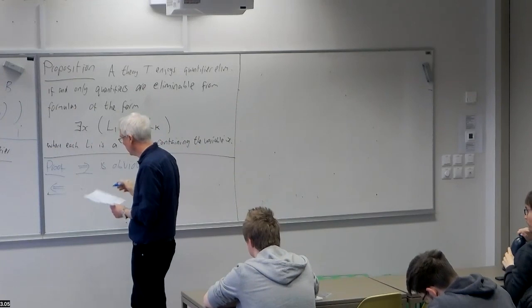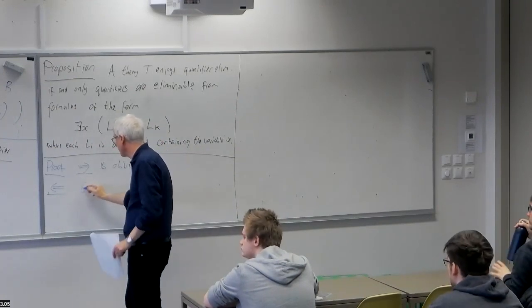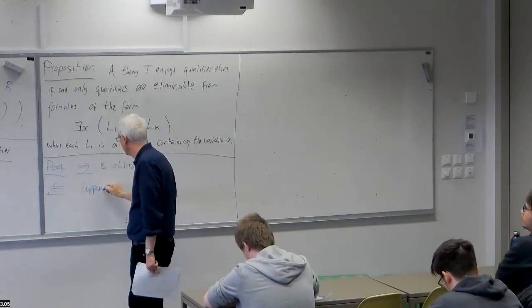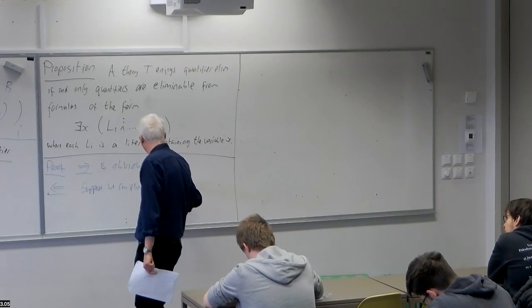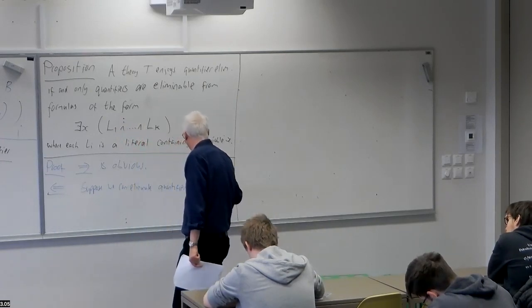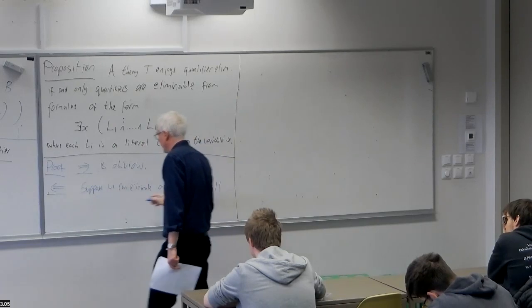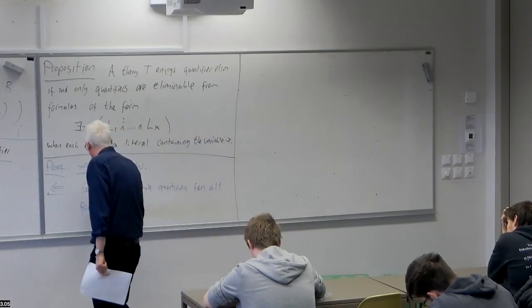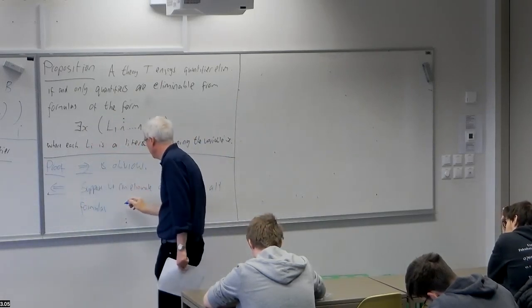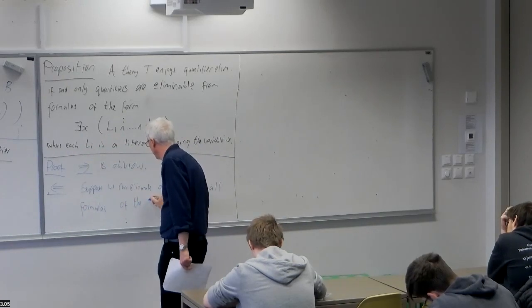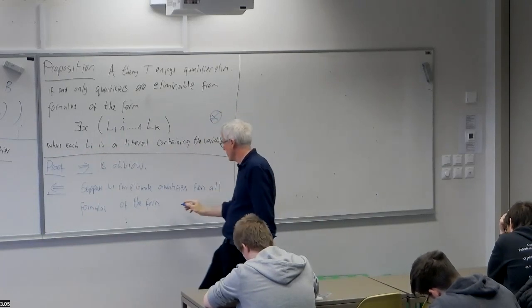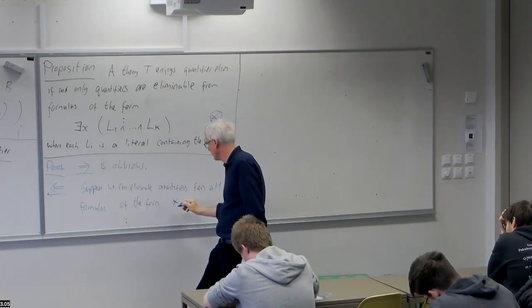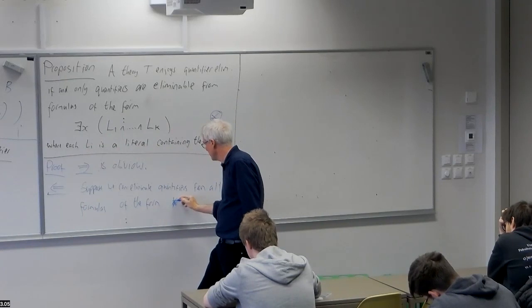So for the right to left implication, suppose we can eliminate quantifiers from all formulas of the above form. Let me give a name to this form. I'll just call it asterisk, star if you like, star.